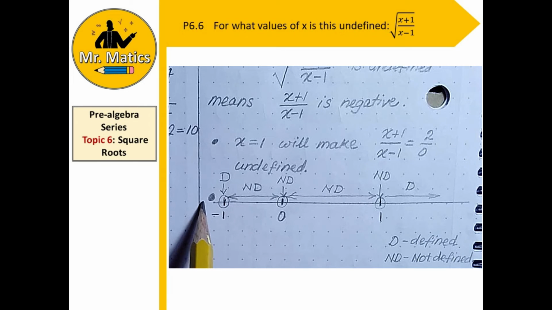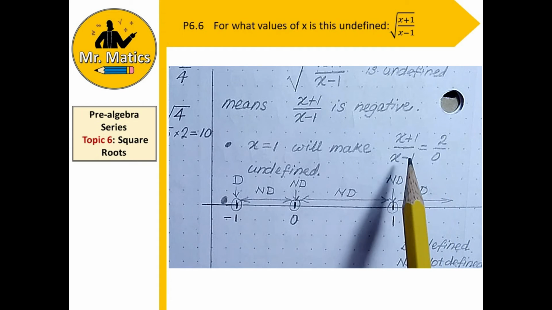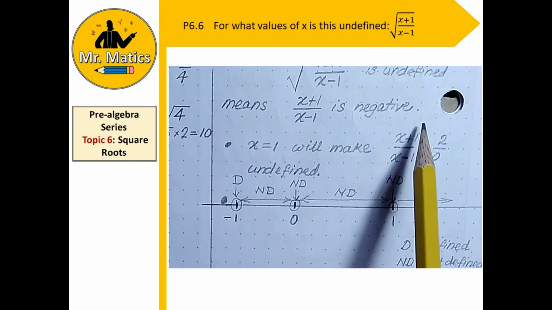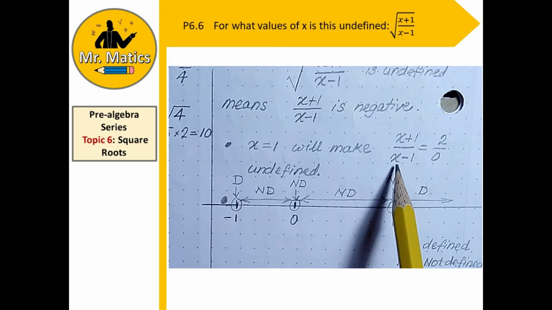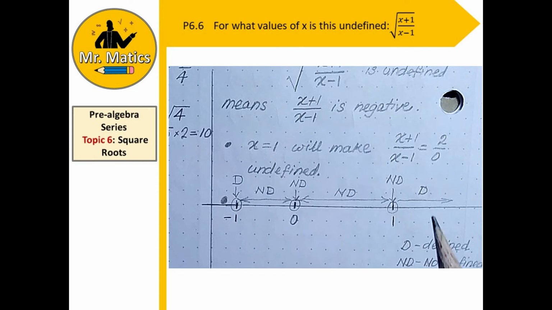And you'll wonder what happens beyond minus 1 in this negative direction. Let's take a number, minus 1.2. Minus 1.2 plus 1 becomes minus 0.2, and the denominator becomes minus 2.2. So that becomes a ratio of two negative numbers. That's a positive number, and therefore the thing is defined here. So all these numbers from this point onward are defined.